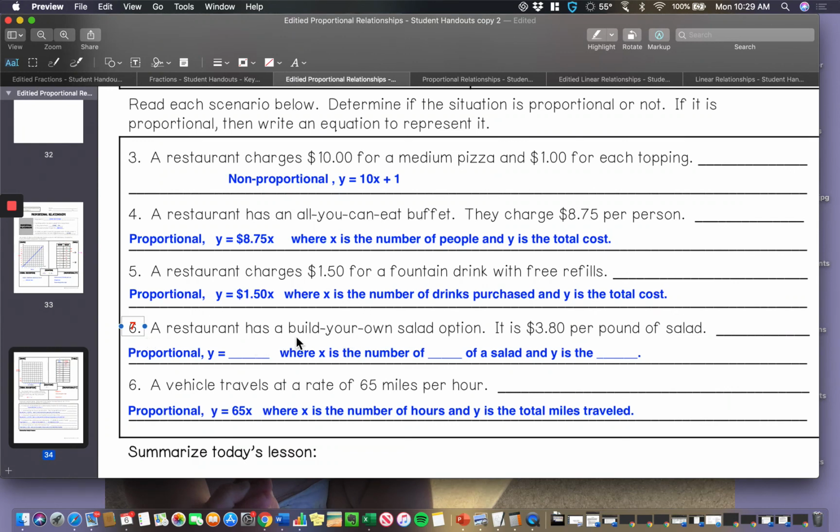A restaurant has a build-your-own salad option. It is $3.80 per pound of salad. And I already told you that is proportional. You have to use the information provided in number 7 to fill in the blanks. And remember, the constant is going to be your amount, right, multiplied by X, which is the number of pounds of a salad.